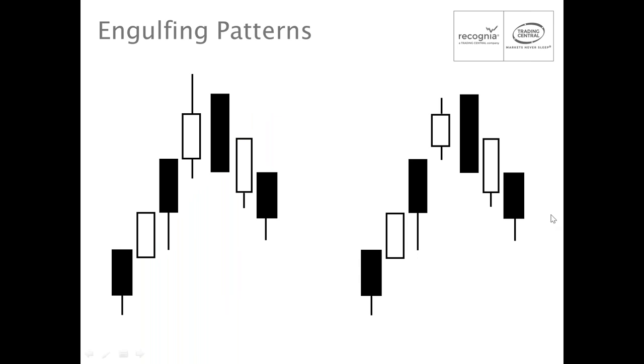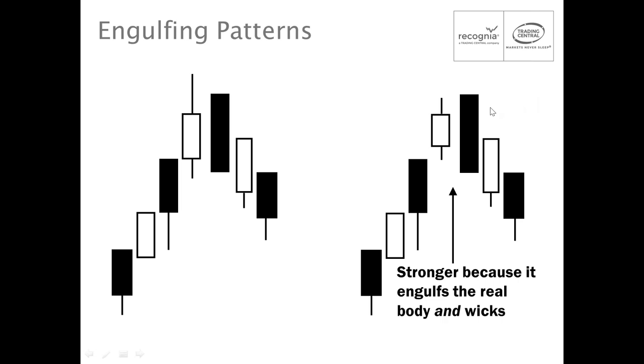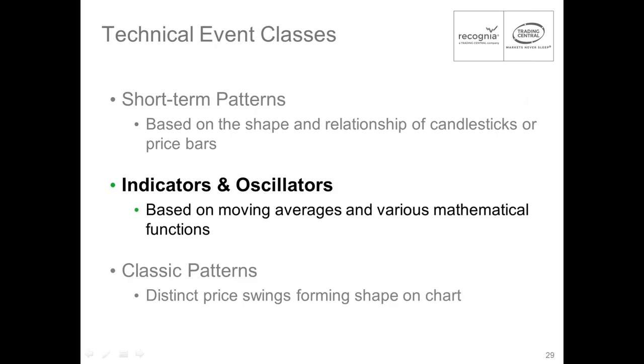So on the left, we have an engulfing pattern, white candlestick followed by black candlestick, in fact, right over here. And we have another engulfing pattern on the right, white candlestick followed by black. Which one is the more significant? Which one do we like better? Well, we like the one on the right better, because the engulfing pattern here engulfs not just the real body, but the wicks as well. So it's more significant from the perspective of technical analysis.